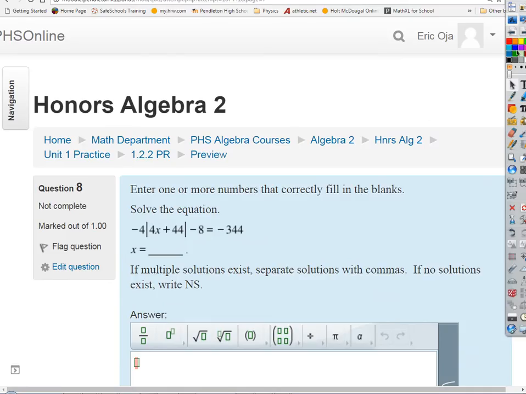Same kind of problem. Once again, we've got to get the absolute value bars by themselves. And so we're going to first undo any addition or subtraction, just like before. So we'll add 8 to both sides. When we do that, we end up with negative 4 times the absolute value of 4x plus 44 equals, what are we going to get? Negative 336.